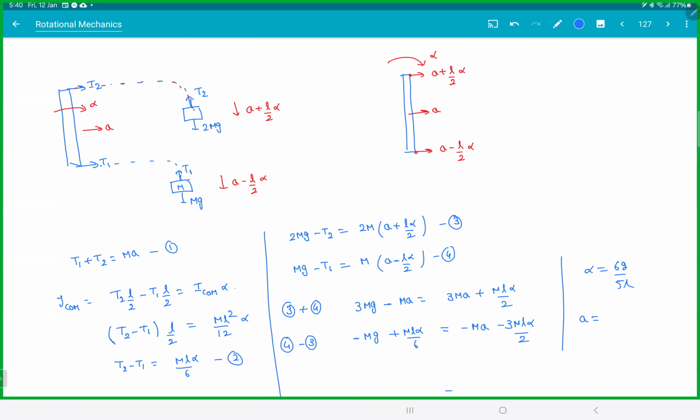And don't write A is equal to R alpha. That doesn't work. A and alpha directly have no relation as such. The answers are not matching, Aryan.